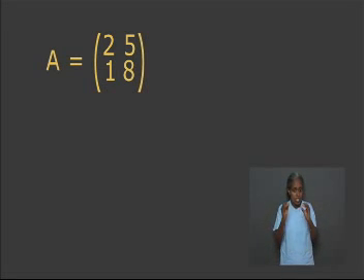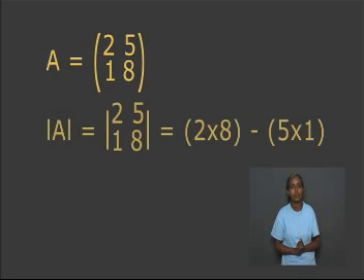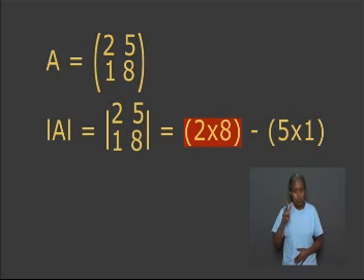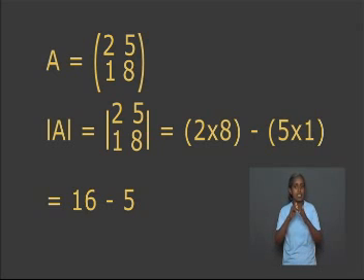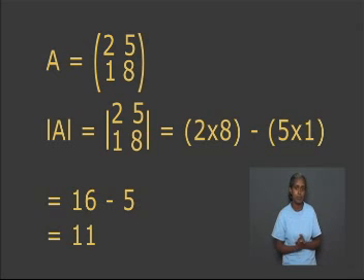How can we calculate its determinant? First, we must multiply element A11 and A22. Then, we must multiply elements A12 and A21. 2 times 8 is 16. And 5 times 1 is 5. Then we must subtract the first product from the second. 16 minus 5 is 11. The determinant of matrix A is 11.